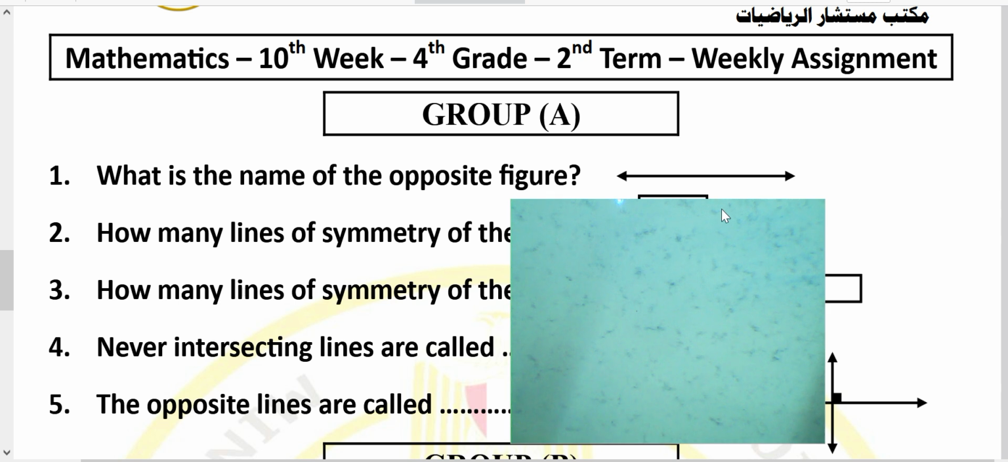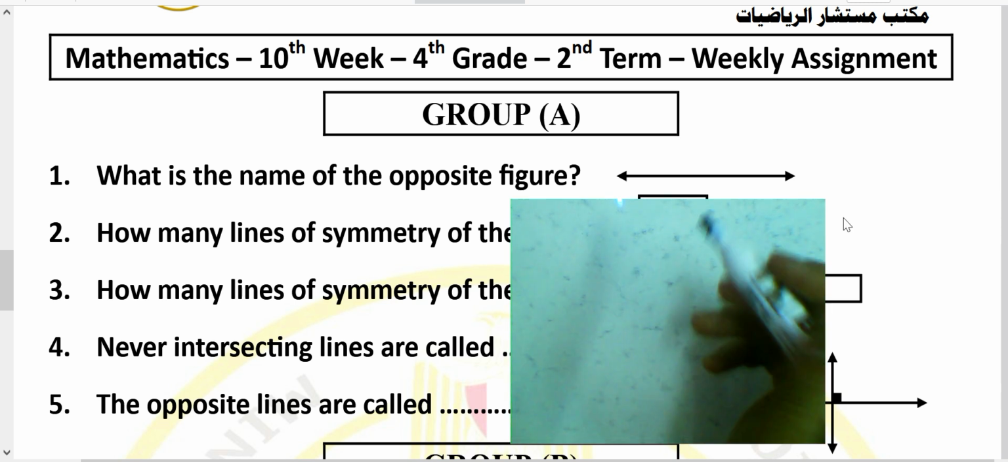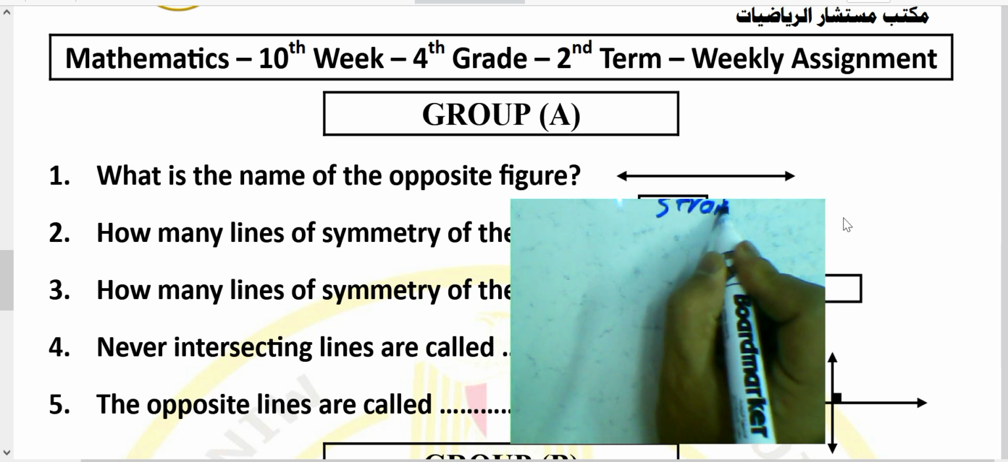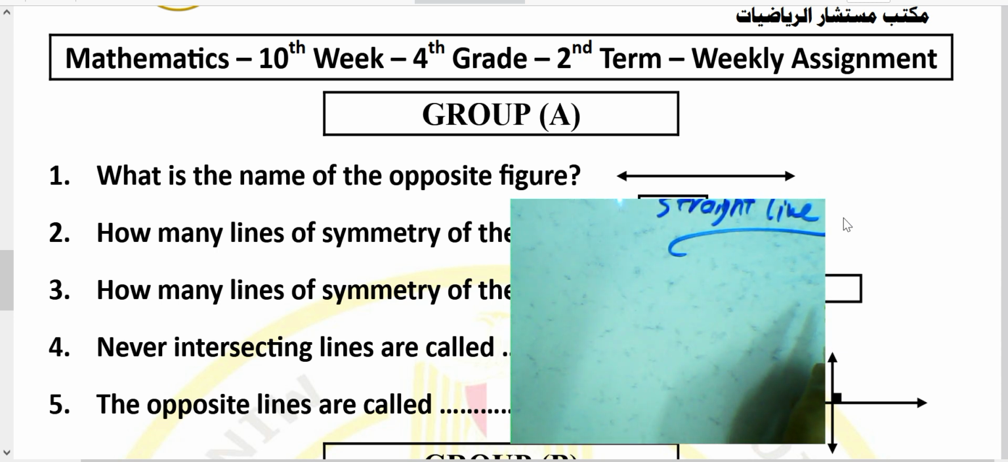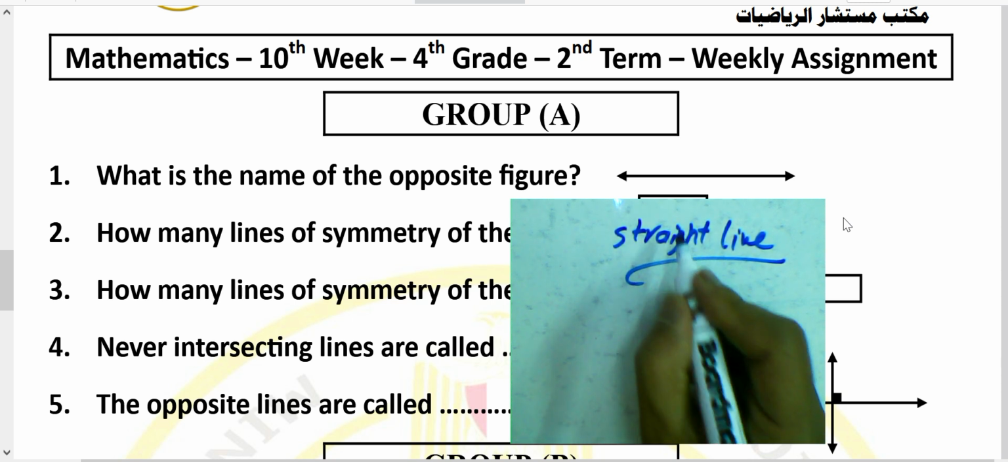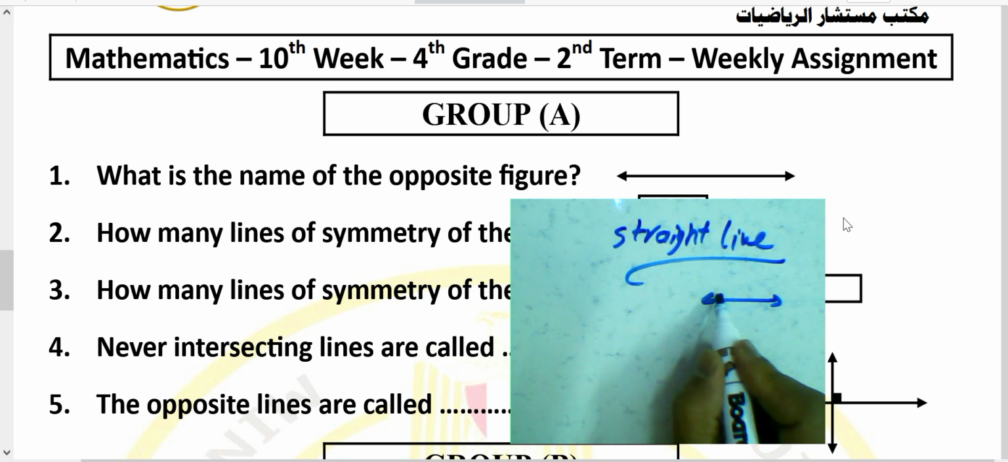In the opposite figure we have a straight line. We call it the straight line. Okay, straight line. The figure in front of us, students, is called a straight line.